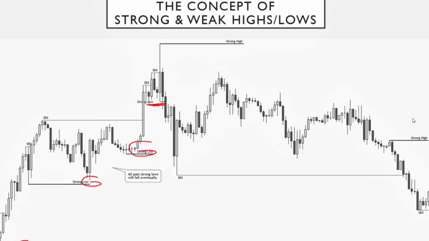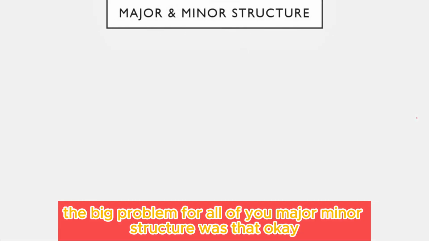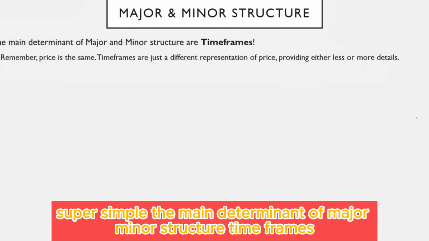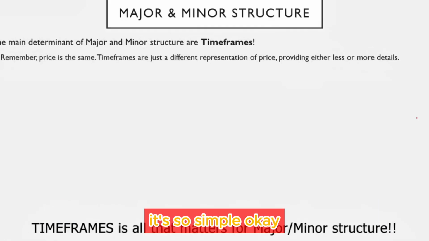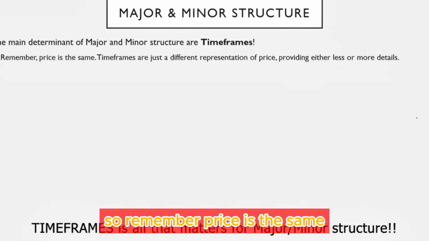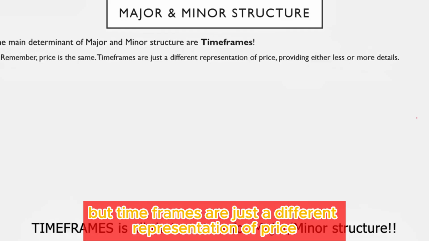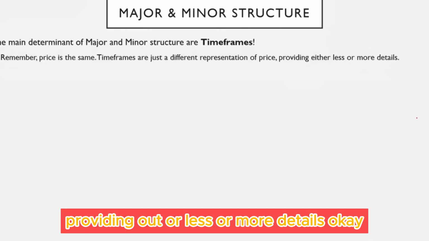Right now, the big problem for all of you, major, minor structure. What's that? Okay, super simple. The main determinant of major, minor structure are time frames. It's so simple. Okay, so remember, price is the same, but time frames are just a different representation of price, providing either less or more details.